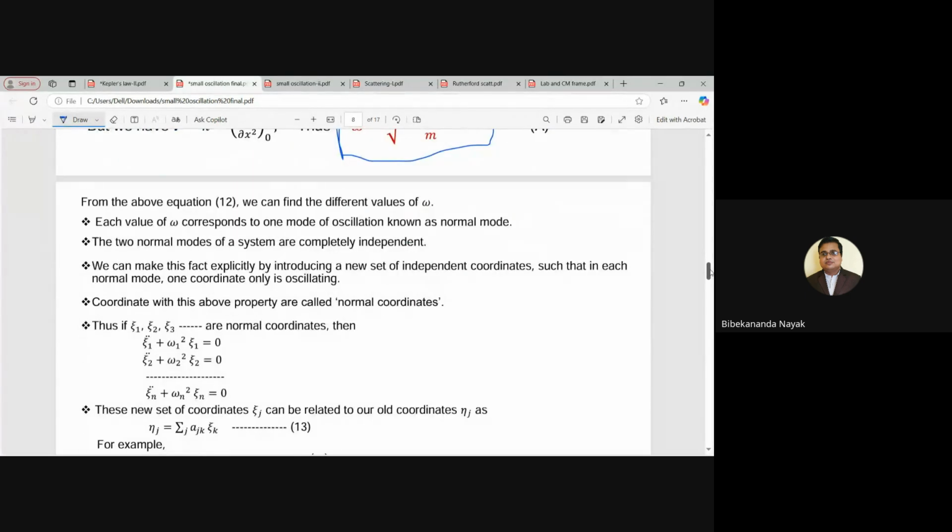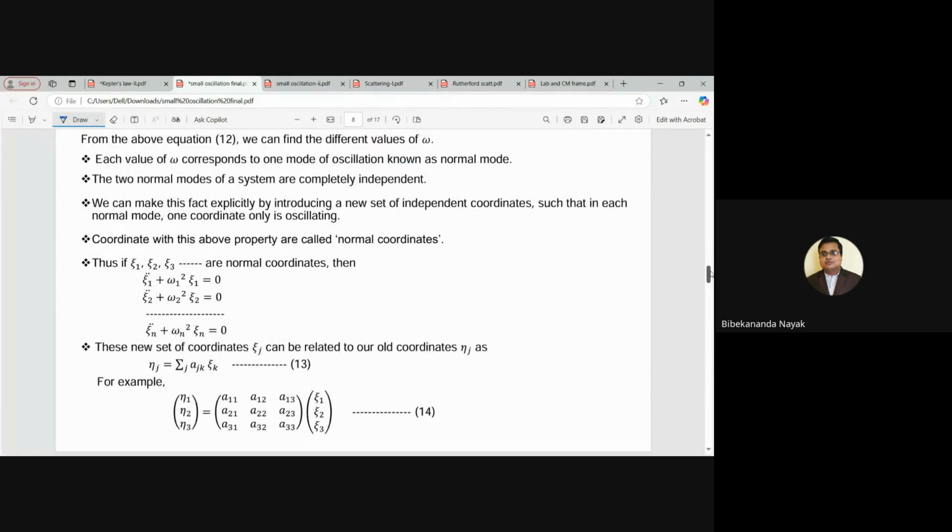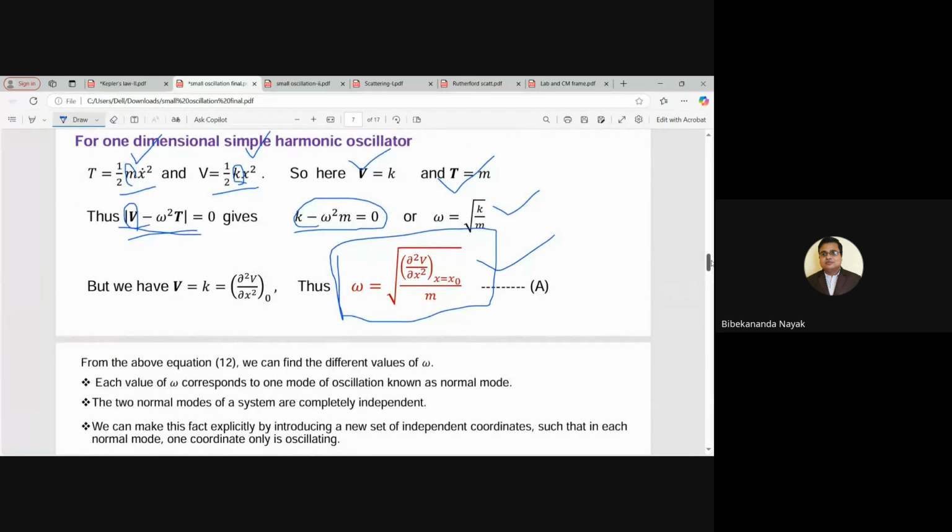Maybe I'm not going to calculate the states here. Each frequency corresponds to one kind of oscillation, so these frequencies are known as normal frequencies. For each frequency, one kind of motion. If there are 5 frequencies, then there are 5 types of motions. This is known as normal frequency, and for each frequency we have a coordinate known as normal coordinate.